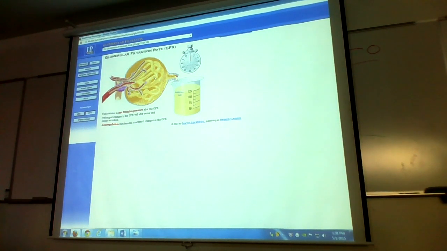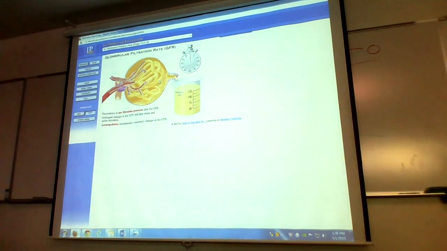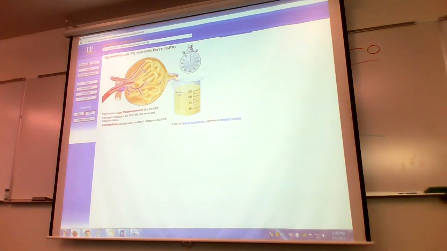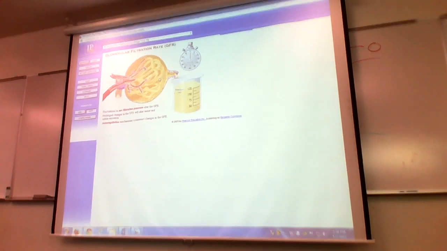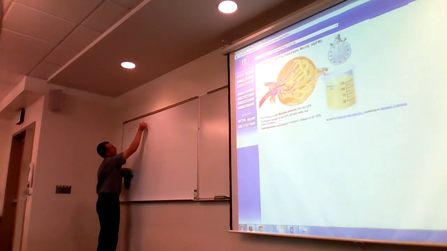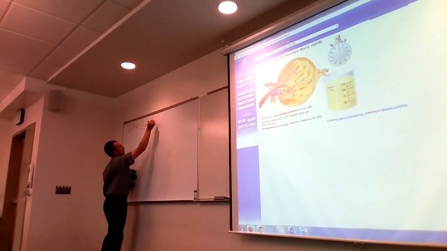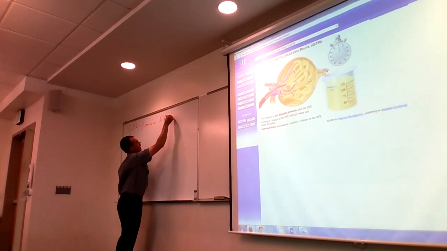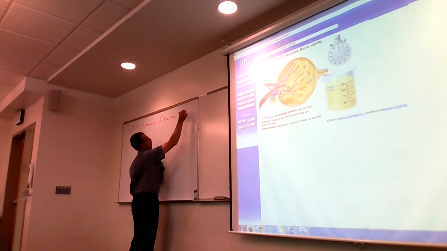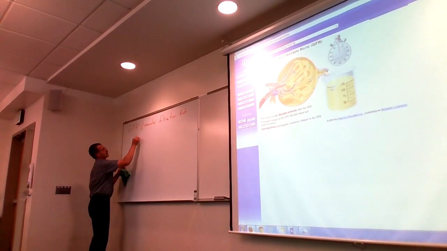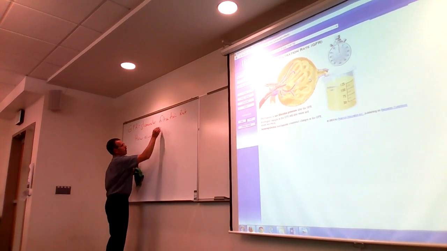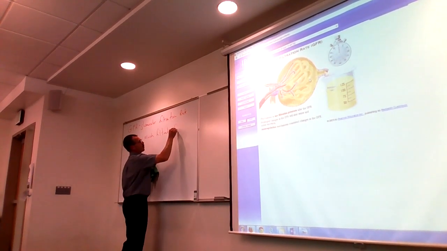So if I measure how much filtration I do, I come up with that three-letter word at the top that you're going to memorize. Glomerular filtration rate. If you can't pronounce it, we're just going to write the acronym. So our first regulation is GFR, glomerular filtration rate. GFR is fine on the test, because no one can pronounce the G word. What this is, is how much filtrate is formed per minute.